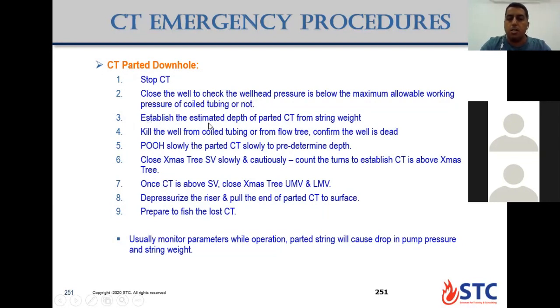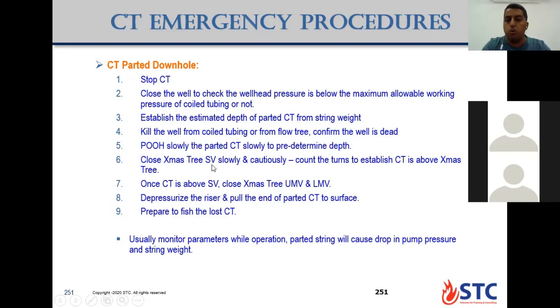Three, establish the estimated depth. You can estimate the depth of the parted coil tubing from the string weight or from a software program. Kill the well from the coil tubing or from the lubricator. Confirm the well is dead. Pull out of hole. Why do we need to kill the well? Because the coil tubing is cut above the bottom hole assembly. Pull out of hole slowly till the coil tubing parted section comes above the Christmas tree.